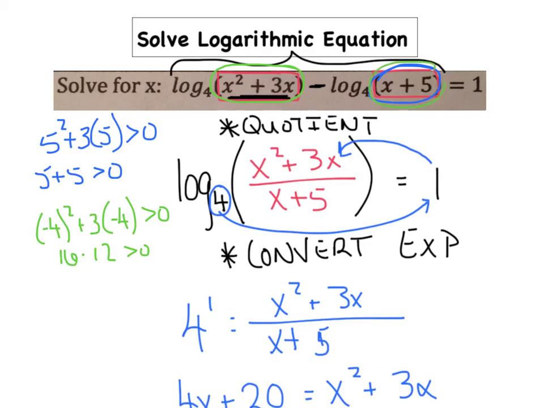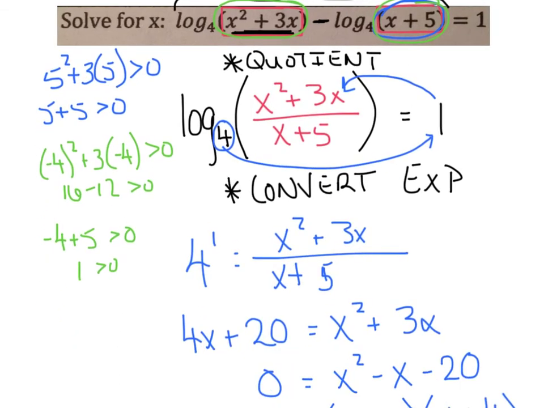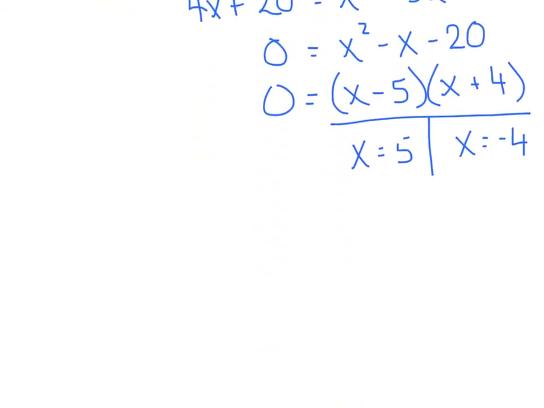So yes, let's try it again over here. Negative 4 plus 5 greater than 0? Yes, 1 is greater than 0. So we're keeping the negative 4. Kind of a rare occurrence here. The solution is positive 5 and negative 4. No rejections. There are no extraneous roots on this one.